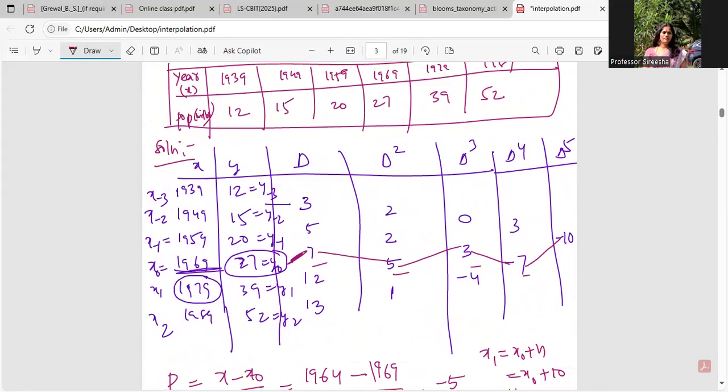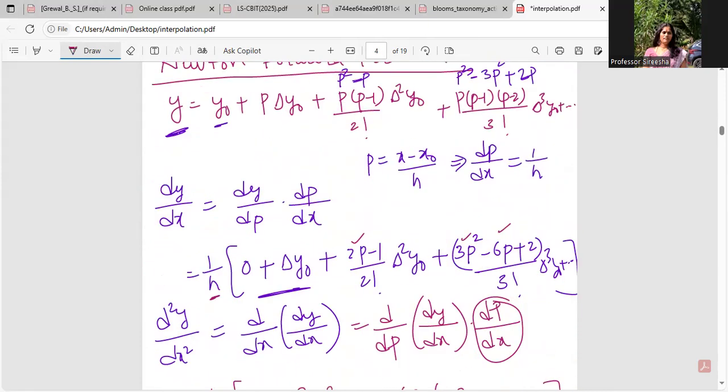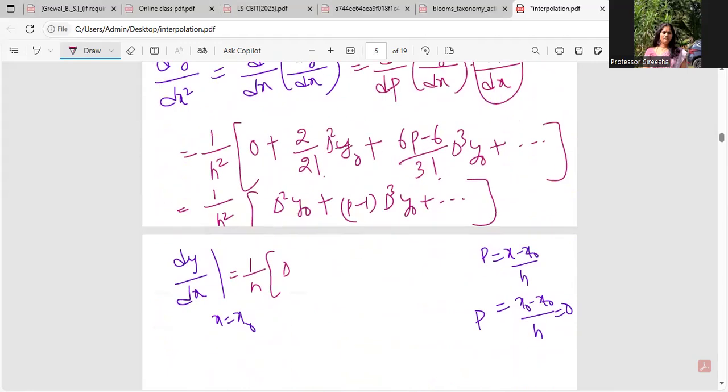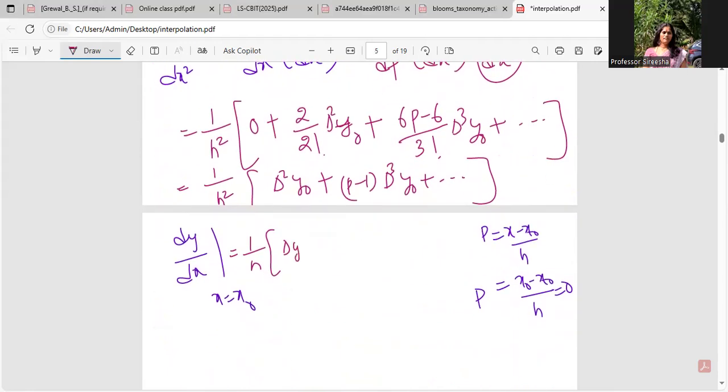Also, I'm sorry, P is 0. So here in this formula, delta y naught is there without P. So delta y naught comes, minus 1 by 2 delta squared y naught, plus 1 by 3 delta cube y naught, minus 1 by 4 delta power 4 y naught, and it goes on and on. The formula goes on and on.